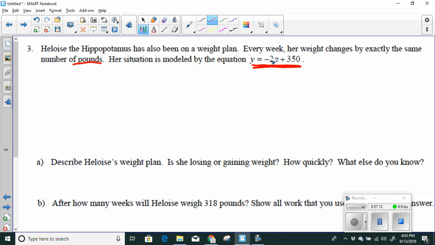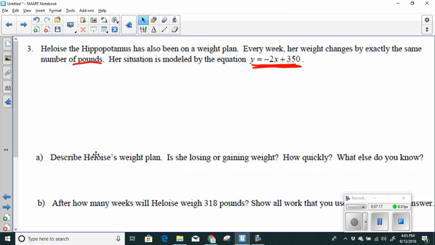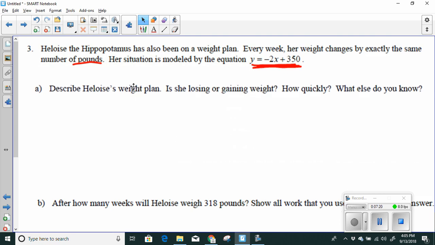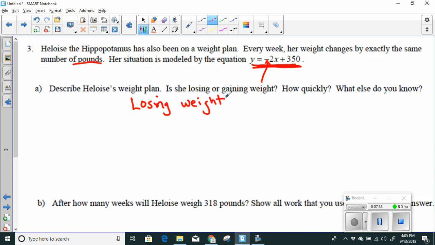I was looking for a couple of things when I graded part A and B of this thing, mostly part A. In part A, it said describe her weight plan. Is she losing or gaining weight? So I was looking for you to say that she is losing weight, and we know that she's losing weight because it's negative. And I was also looking for you to answer the question, how quickly? If it's -2, she's losing 2 pounds per week.